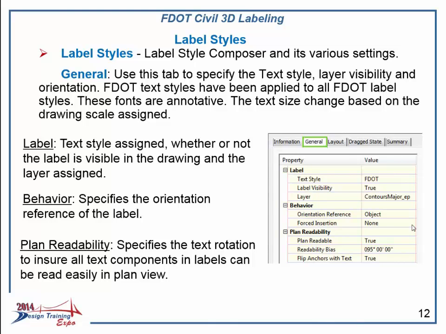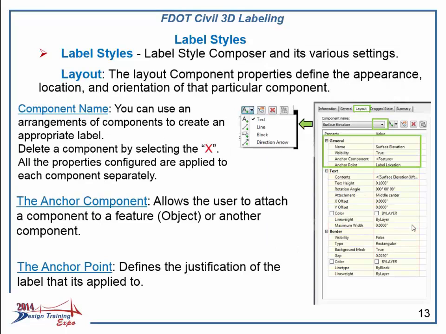The 3 main categories under the General tab are Label, Behavior, and Plan Readability. The Label section shows the text style that's being assigned to that label, whether or not the label is visible in the drawing, and also the layer that is assigned this label style. The Behavior category specifies the orientation reference of the label. The Plan Readability specifies a text rotation to ensure all text components and labels can be read easily in plan view. The next tab is the Layout tab.